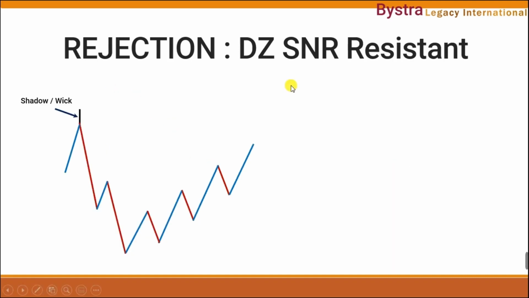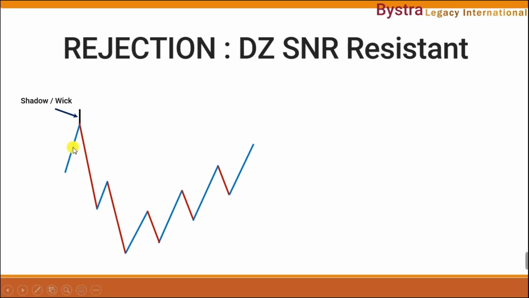Let's look at the second SOP for the rejection case. When the price comes at the resistance of the danger zone SNR, and there is a confirmation of rejection, then we will enter a sell setup. In this case, this is the weekly time frame. So here the candlestick moves up and down. This is the shadow of the candlestick.